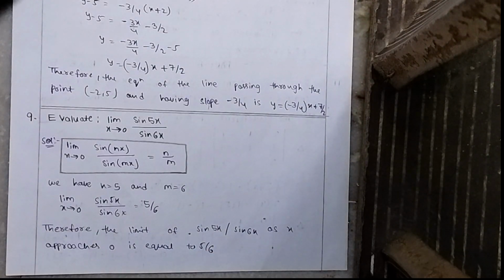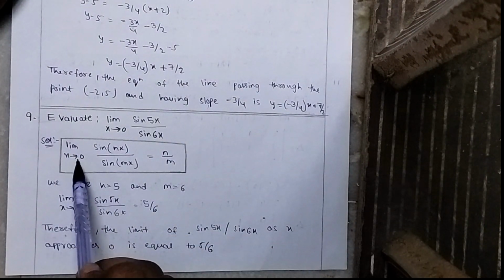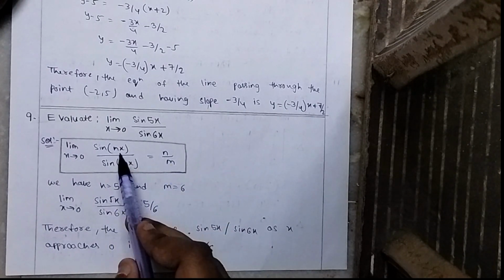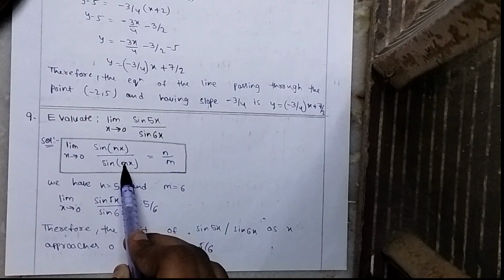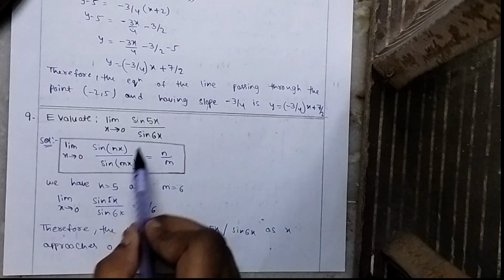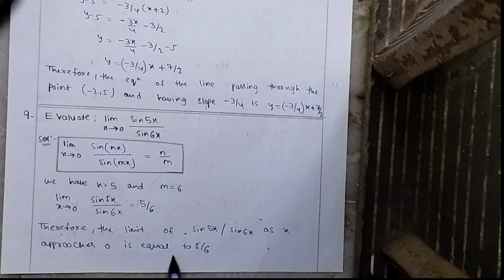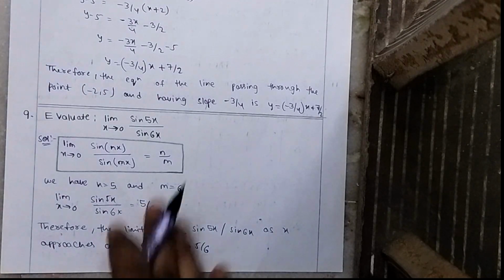Next one, ninth one. Evaluate the limit as x tends to 0 of sin 5x by sin 6x. We know the formula that the limit as x tends to 0 of sin nx by sin mx equals n by m. By comparing, n equals 5, m equals 6. That means 5 by 6. So the limit value is equal to 5 by 6.